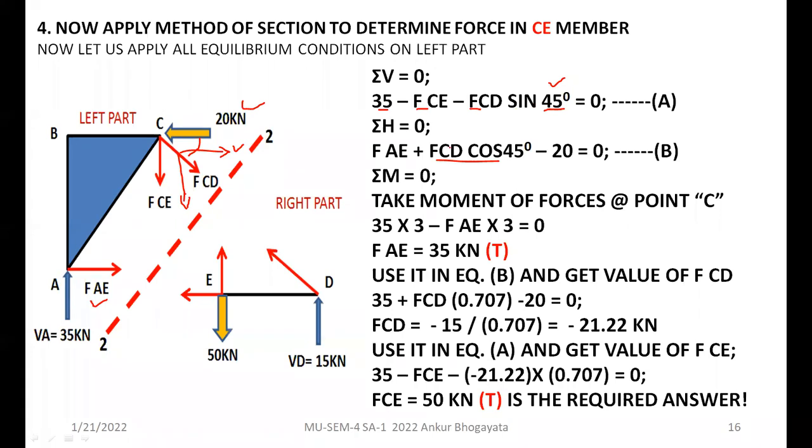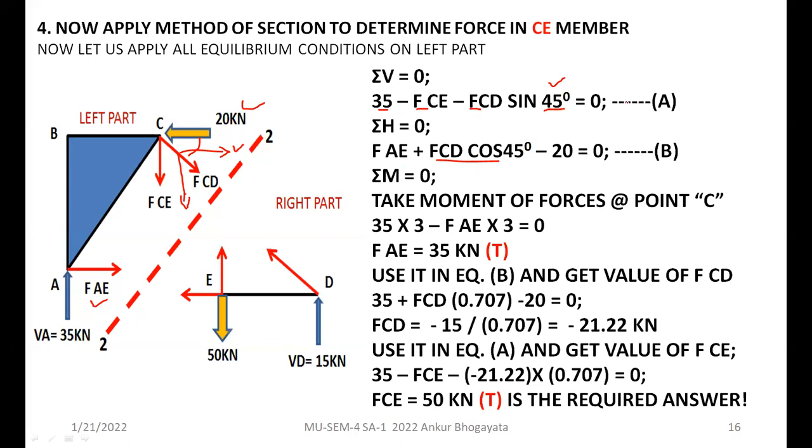Now you will see that in each equation, sigma V, sigma H, earlier it was fortunate enough that we didn't need to go for any other additional equations. But here you will see that there are two unknowns in one equation, which are difficult to solve. So let's go to the third option, that is taking moment of all the forces about a specific point, such that it solves these two equations.